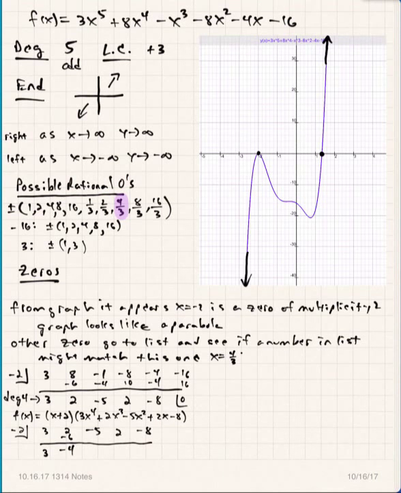Add, you get negative 4. Negative 2 times negative 4 is 8. Add, you get 3. Negative 2 times 3 is negative 6. Add, you get negative 4. And negative 2 times negative 4 is 8. Add, and sure enough, you do get 0. So now we do know that negative 2 is a 0 of multiplicity 2.